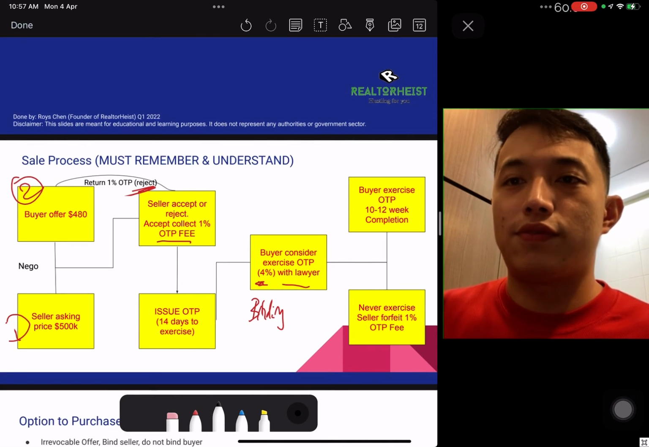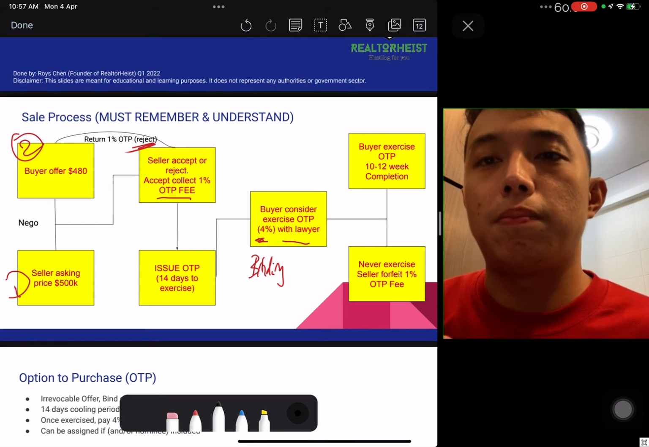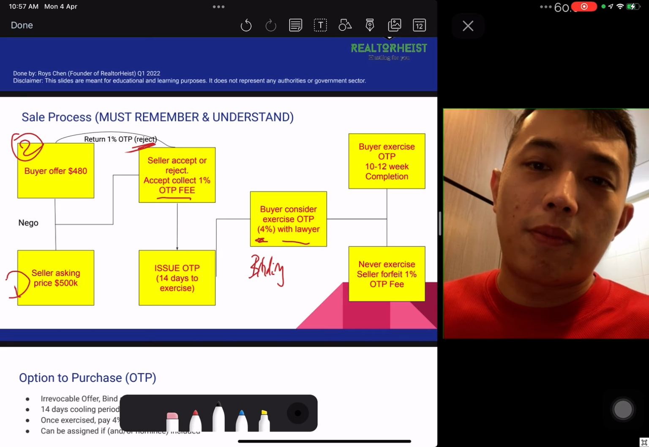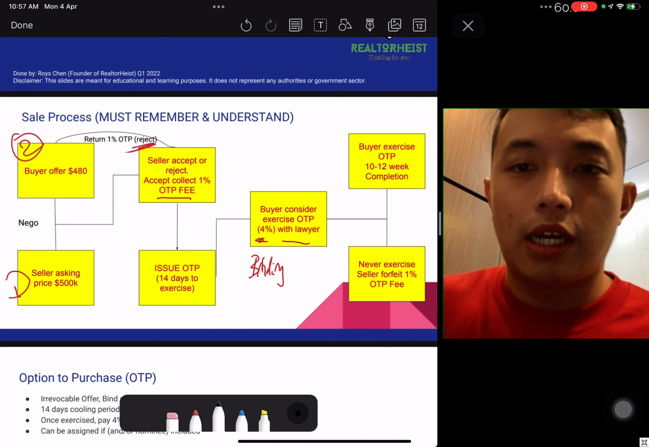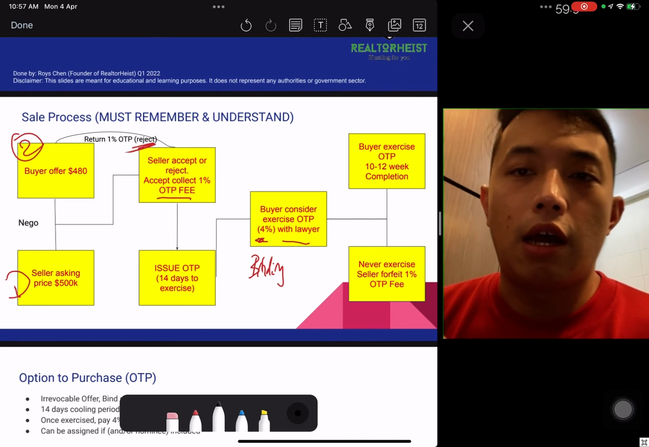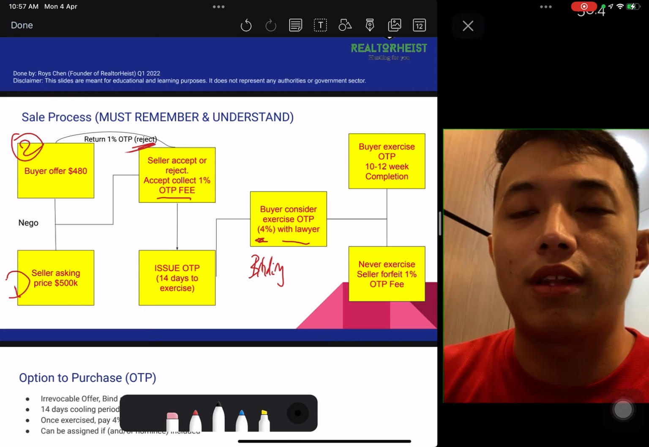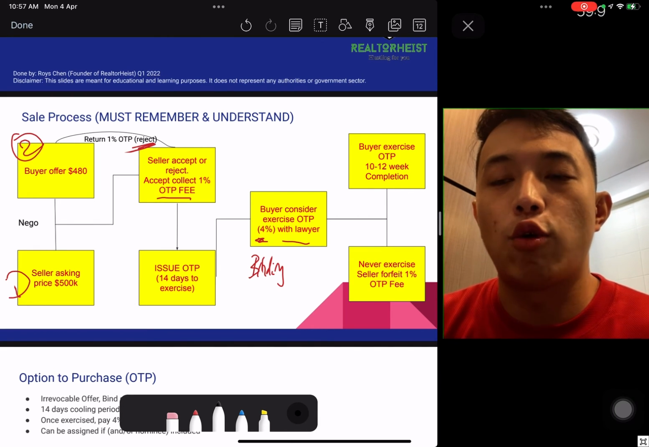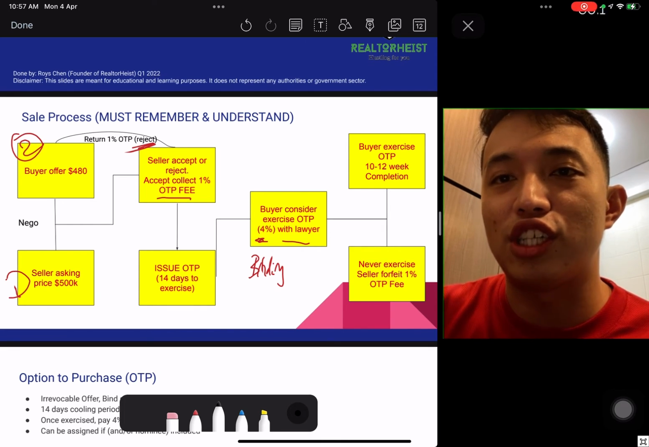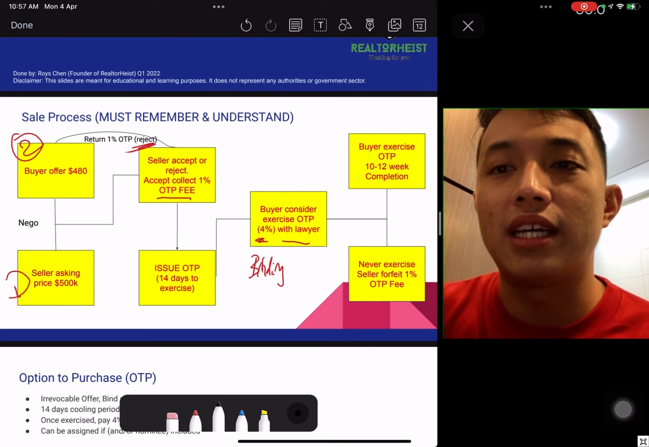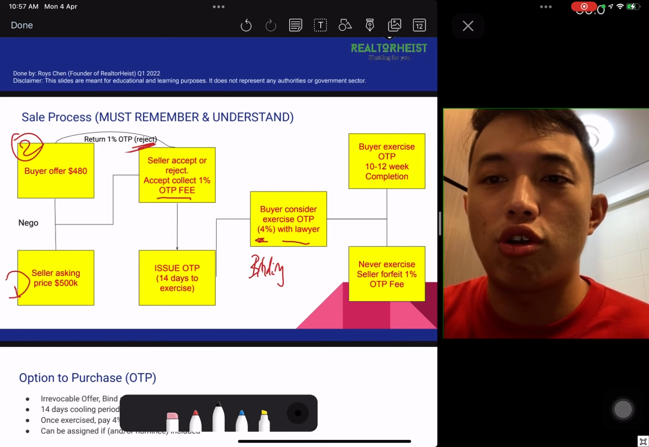Sales process for part 14, completion of sales process for private property. We'll go from step 1, buyer. You can see here that the seller is asking for a 500k property, and the buyer is offering 400,000. So they'll go into a negotiation. The buyer will offer the seller a 1% OTP fee for the OTP. If the seller rejects the price negotiation, the 1% OTP fee will be returned to the buyer. If they accept it, the seller will accept the 1% OTP fee and issue the OTP.